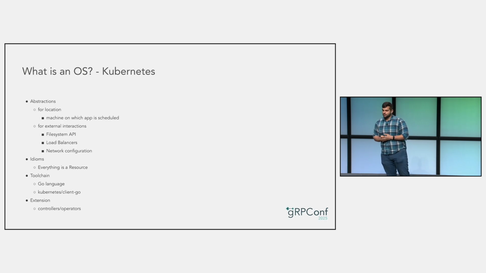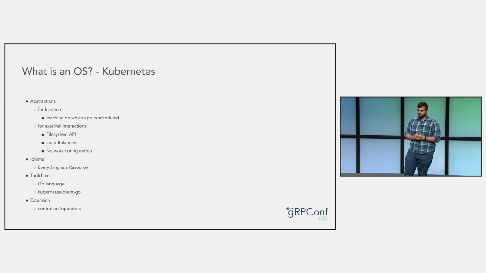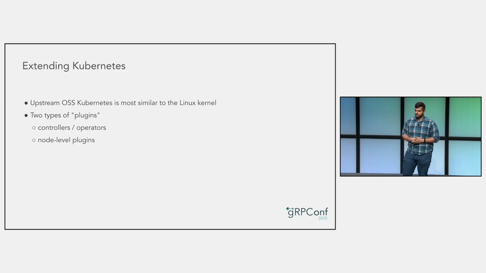And last, there's the toolchain. Well, you can run code written in any language on Kubernetes. The client Go library provided by Kubernetes makes it the easiest choice if you want to integrate tightly with Kubernetes, reading and writing those resources yourself. This is similar to what libc and the C language do for Linux.